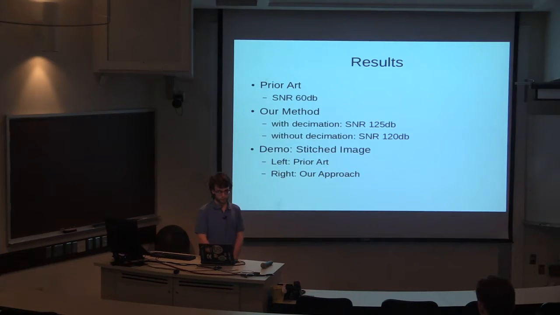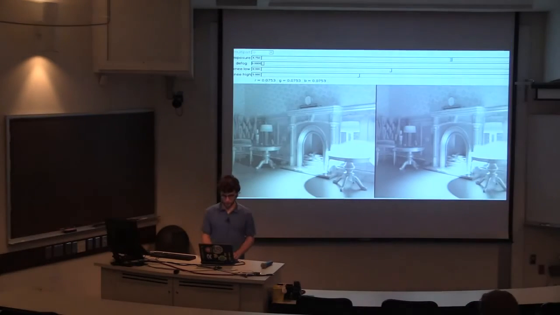The results that we had, there was an SNR about 60 dB for the prior art. And then, as I indicated previously, we tested both with and without decimation, and that's the scaling factor. And as you can see, the decimation does give you better output. I'm going to switch over to the actual viewer now, and it's going to be a stitched image. And on the left, you'll see the prior art, and over on the right is the approach that we had. So that's here.